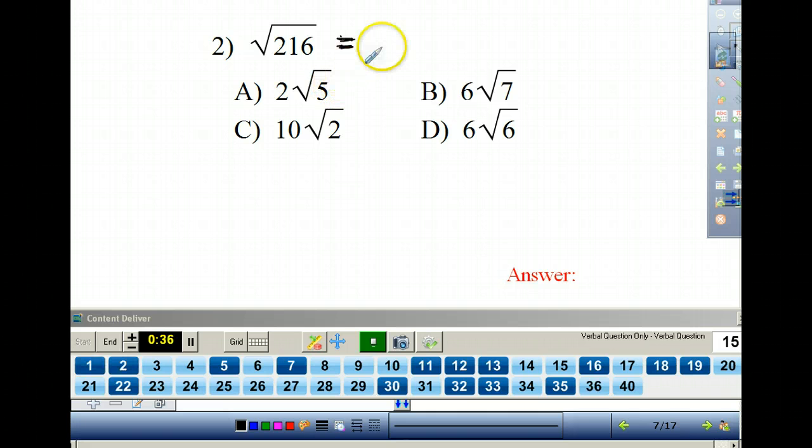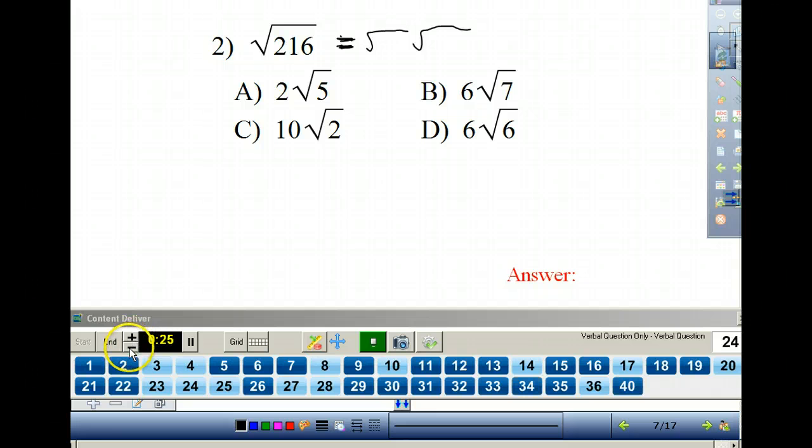So we end up with root what times root what? What do we get?